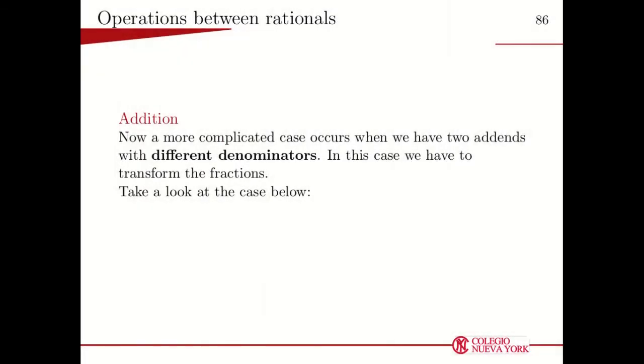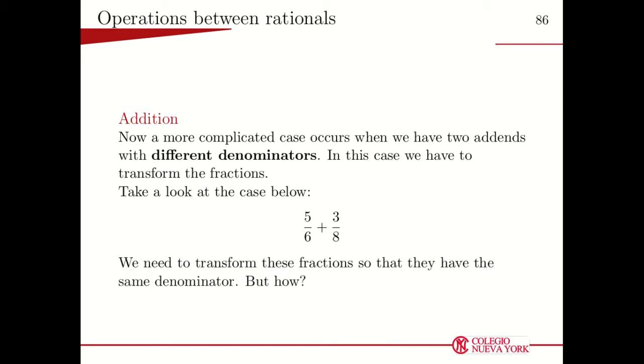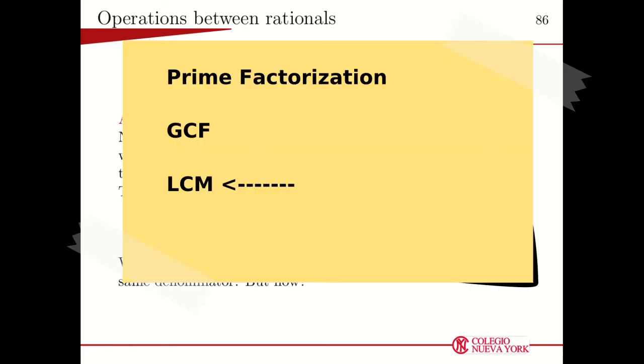Now what happens if our denominators are not the same? So let's look at what we need to do. This is an example of such a case. We have 5/6 plus 3/8. We need to transform these fractions so that they have the same denominator. But how? If you guys remember from previous classes, we learned how to find the least common multiple. It's exactly what we're going to do in this case. We have to find the least common multiple between the denominators.